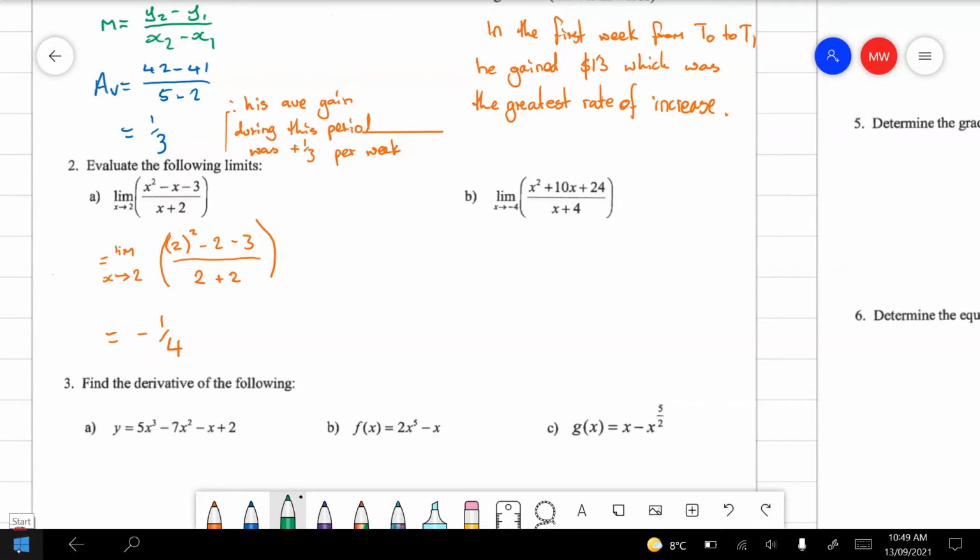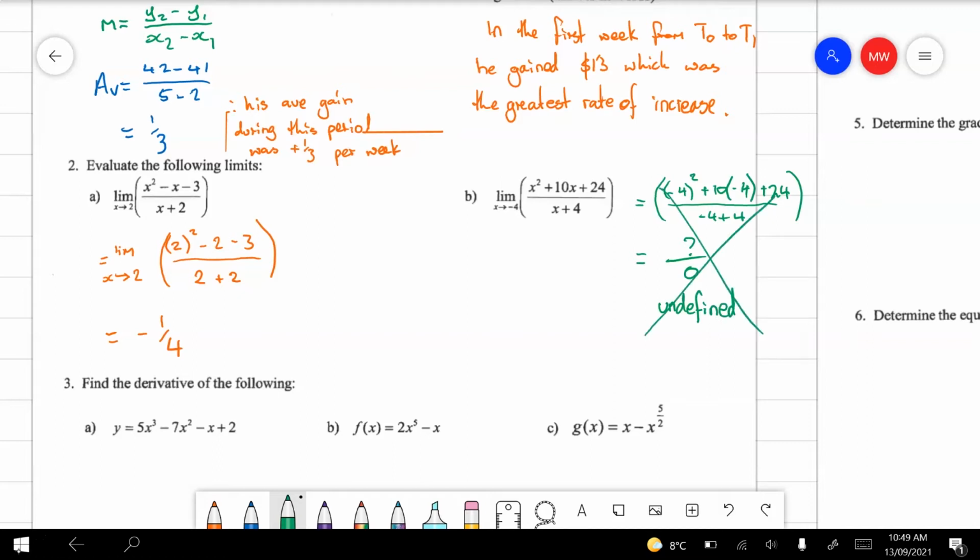Okay, and question B is not quite as simple as question A. If we went for a straight substitution, it wouldn't work. If I just go straight in like I did in question A, with -4 squared plus 10 times -4 plus 24 all over -4 plus 4, it doesn't really matter what the top simplifies to, because it's going to be something over 0, and that won't work because it's undefined. So this is not the way to do this question.